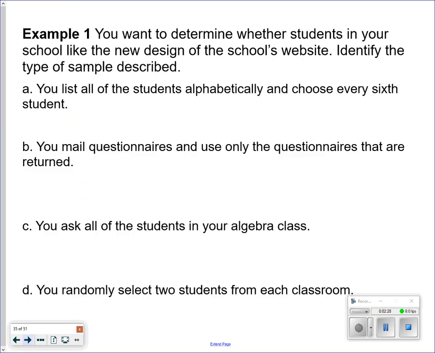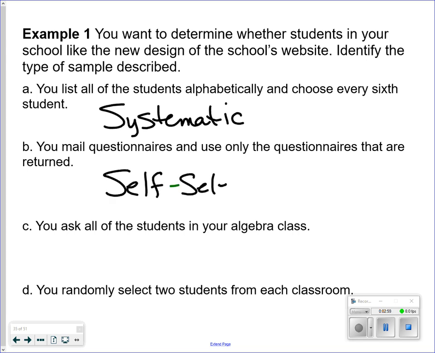So here we go. Here's some examples. This is what your test will look like. You want to determine whether the students in your school liked the new design of the school's website. Identify the different types of samples. You list all the students alphabetically and choose every sixth person. Again, if it has a rule involved, like you have decided that this is how this is going to go, that is considered a systematic sample. You mail questionnaires and use only the questionnaires that are returned. Again, this would be a self-selected sample, because you're looking for volunteers that are willing to give their information.